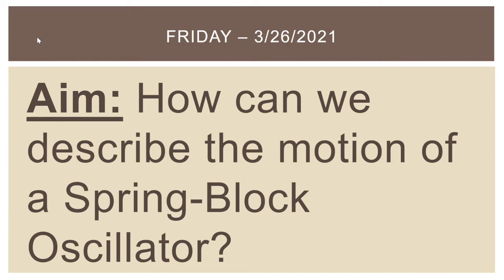As you can see here in the aim today, our goal for today's video is all about how we can describe the motion of a spring block oscillator.